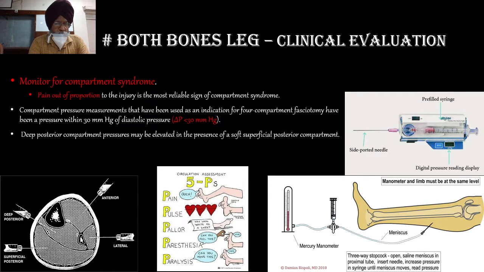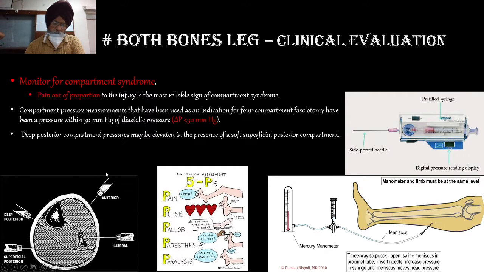Compartment pressure measurement has been used, and an indication for compartment fasciotomy has been a pressure within 30 mm of the diastolic pressure. Normal is 0 to 10 mm. Deep posterior pressure may be elevated in the presence of soft tissue injury in the superficial posterior compartment.